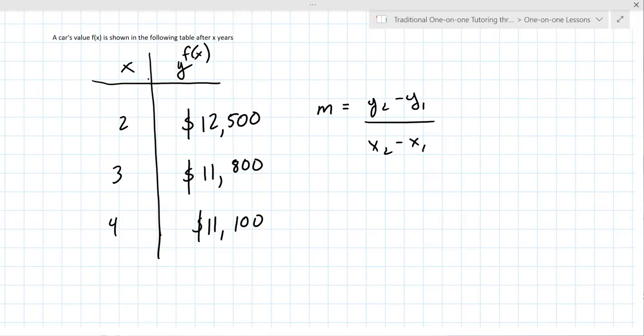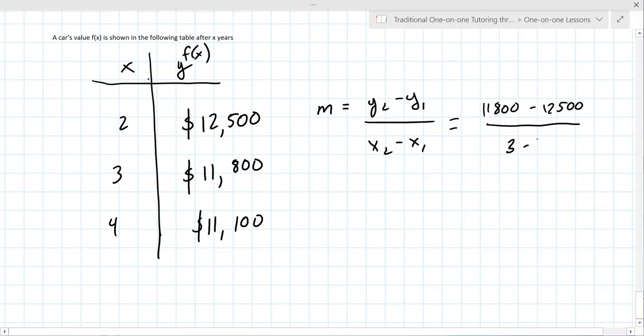So then 11,800 minus 12,500 over 3 minus 2 equals minus 700 over 1, which equals negative 700.